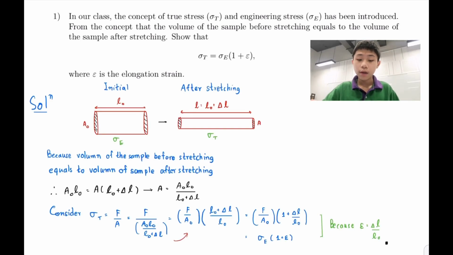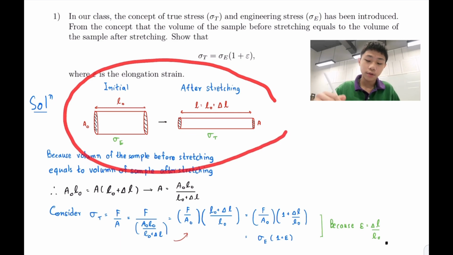Problem 1. In our class, the concept of true stress and engineering stress has been introduced. From the concept that the volume of the sample before stretching equals the volume of the sample after stretching, show that the true stress is equal to engineering stress times 1 plus epsilon, where epsilon is the elongation strain. First of all, we should draw the initial diagram and after stretching diagram as shown.